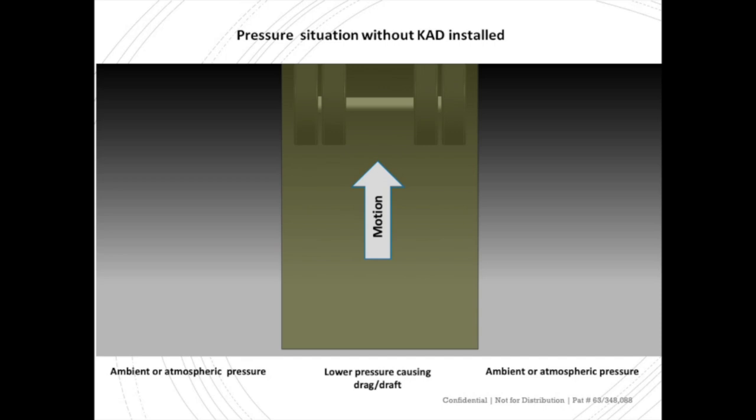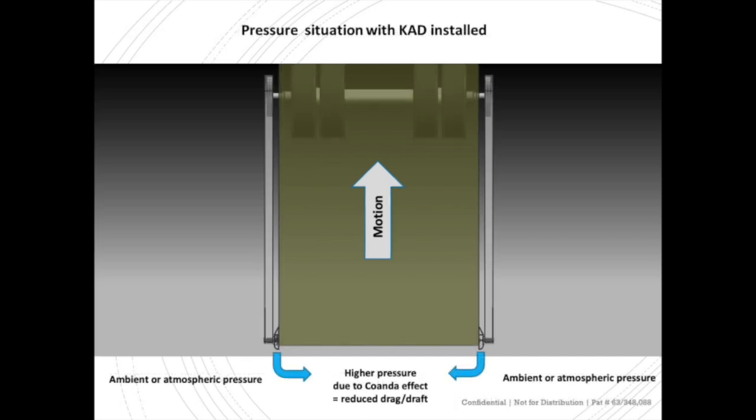Note the ambient pressure conditions on the rear of the trailer. Here the illustration depicts the rear of the trailer with CAD installed. Note the ambient pressure conditions at the rear of the trailer. As the trailer moves, the CAD is activated and the pressure in the zone behind the trailer increases. The increased pressure results in reduced fuel consumption.